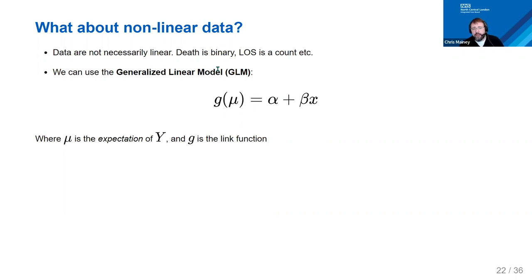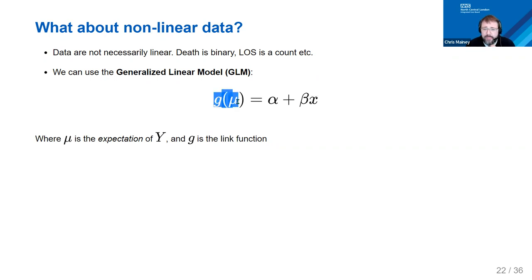But what we can do is apply something called the generalized linear model, which is a wider framework. Although linear regression existed first, there was a wider framework bolted around it. You can consider linear regression to be a special subset of the generalized linear model, where you don't have to do any transformations, or the transformation is a so-called identity, so it's equal. This is the same thing as your linear model before: your intercept plus your beta times x.